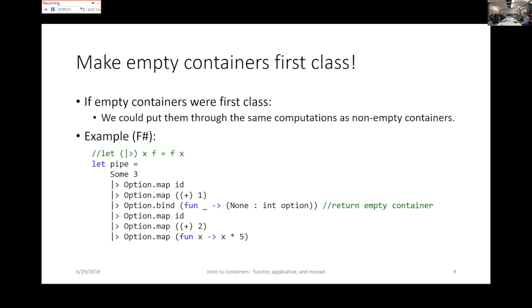This is F sharp, by the way. Here's the pipe operator. There's an ampersand in Haskell that does the same thing. But nobody uses this. This is a cultural thing. F sharp people like to pipe things like this. Option is maybe. So see, I returned none. I had to annotate the type here because F sharp type inference isn't as good as Haskell type inference. But the point is that I deliberately return a none here, and the computation chain is not affected. It doesn't blow up, no problems, because empty containers are first class.